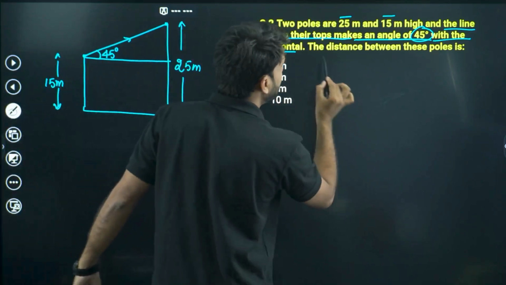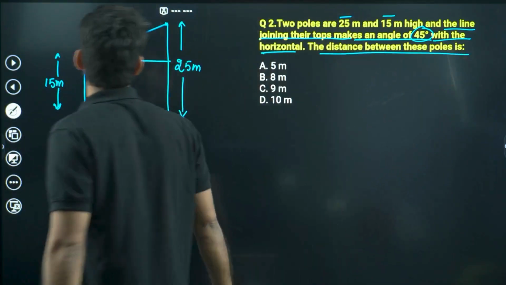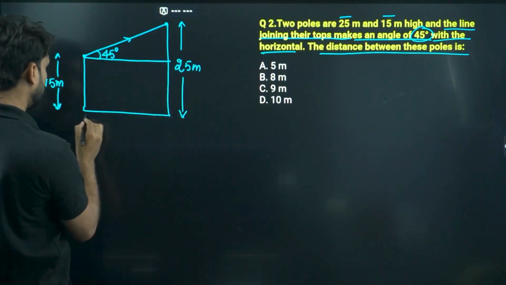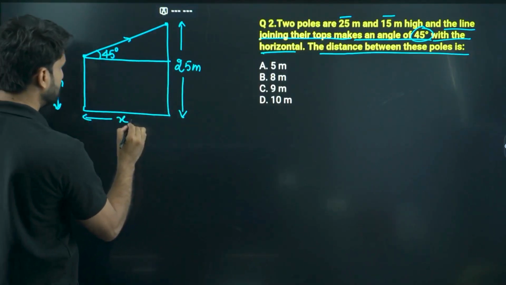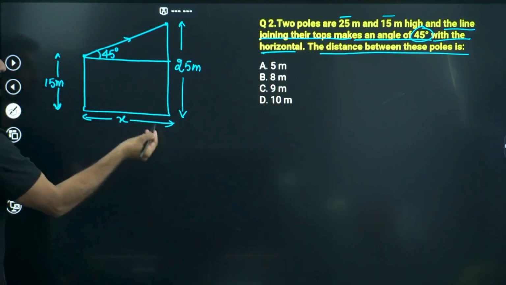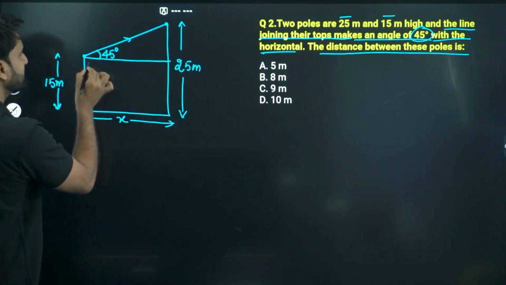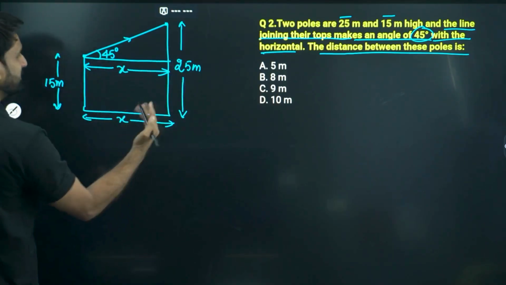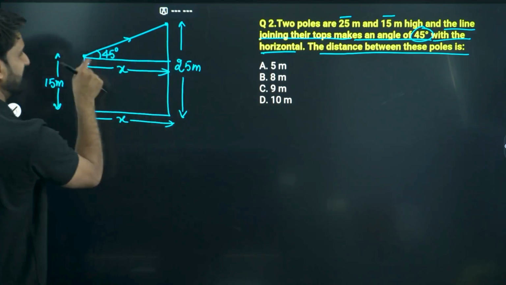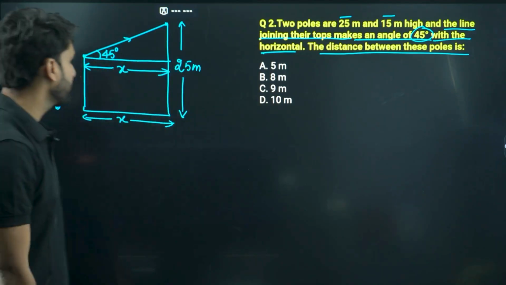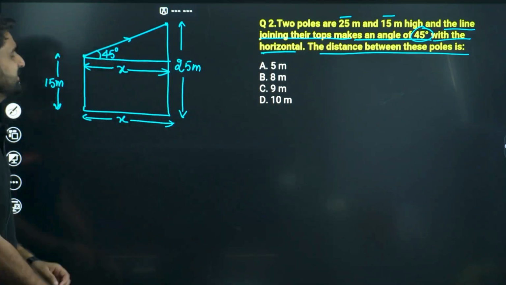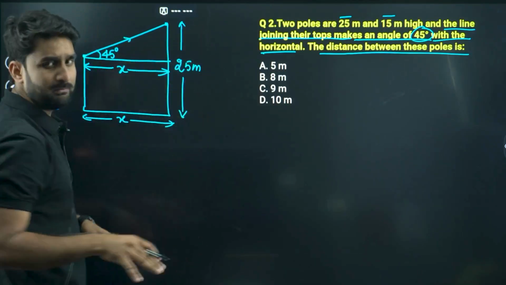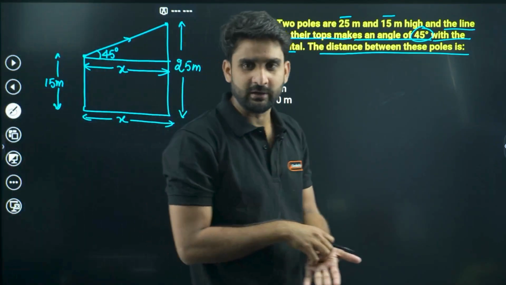What we have to find here is the distance between these poles. Let the distance between the two poles be x. Since both are parallel, this length here is also x. So how can we find this? Okay, now we have drawn the diagram. The first step is clear.